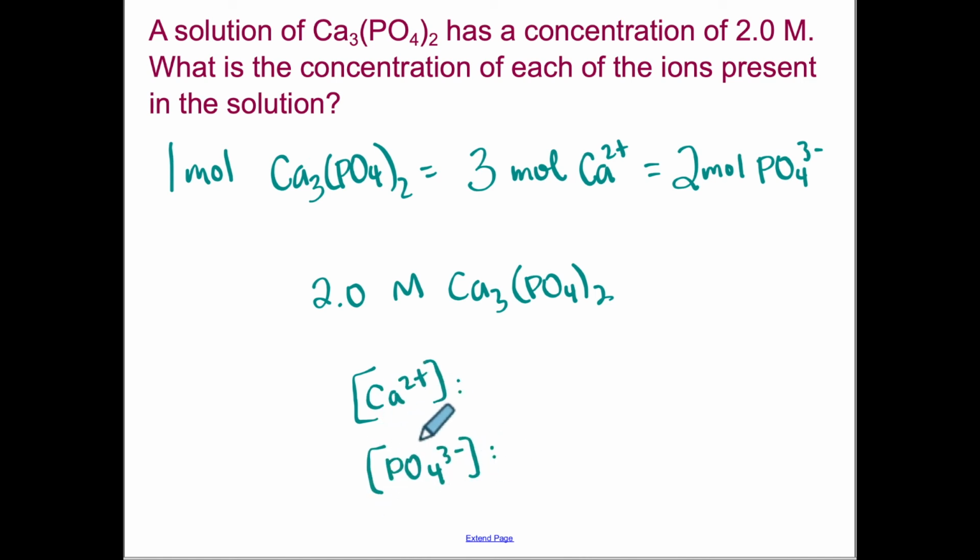And these brackets, those mean concentration of. So the concentration of calcium ions, because there are 3 moles for every 1 mole of calcium phosphate, we would take 2 molar times 3 and get 6.0 molar. For the concentration of the phosphate ions, we have 2 moles for every 1 mole of calcium phosphate, so we would take 2 times 2.0 and get 4.0 molar.